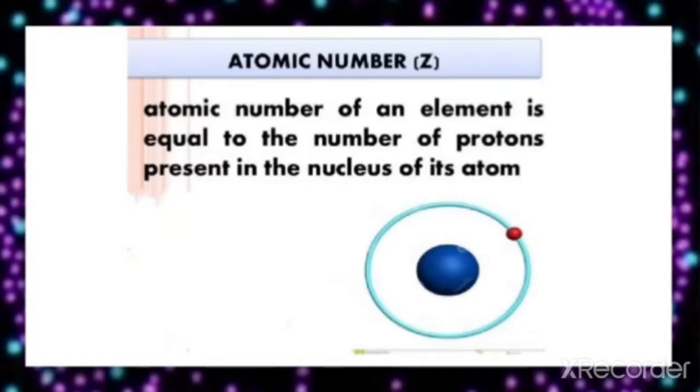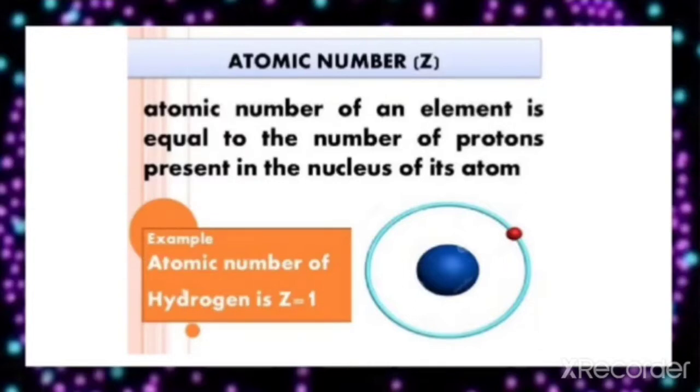Let us take one example, hydrogen atom. As you know, in hydrogen atom, there is only one single electron that is revolving around the nucleus in the first shell. But it also has a single proton that is present in the nucleus. So, the number of protons in hydrogen is equal to 1. Therefore, its atomic number is equal to the number of protons, that is 1. So the atomic number for hydrogen is equal to 1.